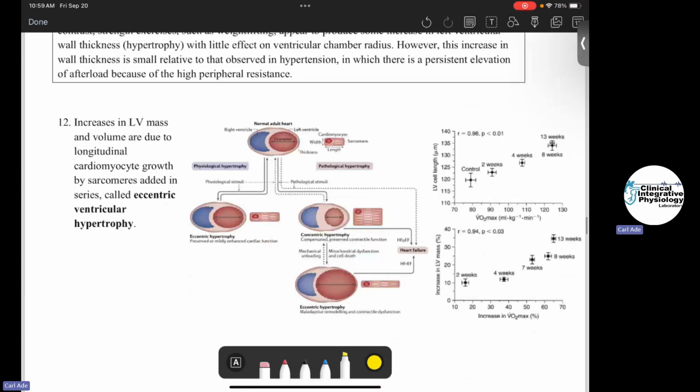So what actually is happening at the cellular level to allow these chamber dimensions and hypertrophy to occur? What happens with training is these increases in LV mass and volume are due to longitudinal, this is important, longitudinal cardiomyocyte growth. We're adding sarcomeres in series, and this is referred to as eccentric ventricular hypertrophy.